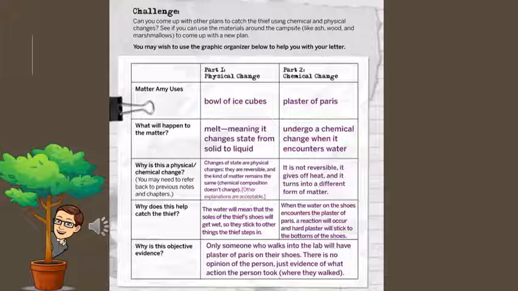And then why is this objective evidence? Why could you use this plan and no one could argue and say you were trying to get one person in trouble? Only someone who walks into the lab will have plaster of Paris on their shoes. There's no opinion of the person, just evidence of what they took. So it's the difference between me saying, you did this, I think you stole it because I don't like you, and, hey, we looked at the camera and it shows you walking in and out. That's objective evidence. There's no opinions or beliefs. So take a moment to fill in this chart.